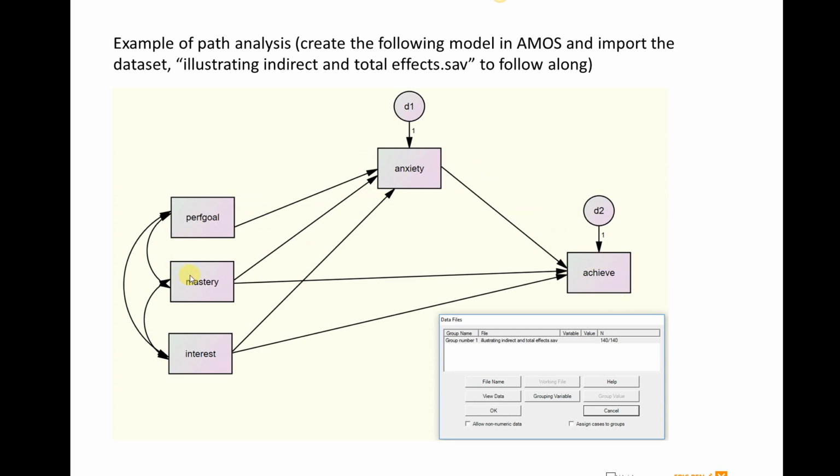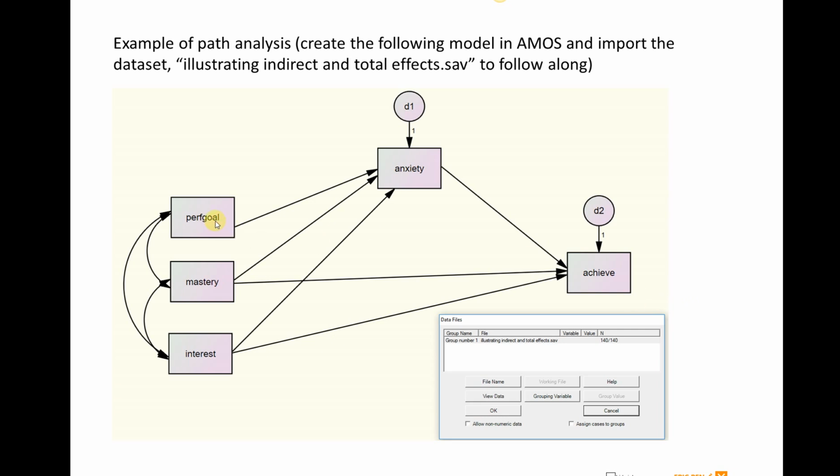With respect to the mastery and interest variables, we have mastery exhibiting a direct effect on anxiety, and obviously anxiety to achievement is a direct effect. But part of the effect of mastery on achievement is indirect. That is, we take this path coefficient right here and multiply it by this path coefficient here, and that would give us the indirect effect in this particular model. But we also have the direct effect of mastery on achievement as well. So in other words, we're specifying a partial mediation with respect to the relationship between mastery and achievement. Part of the effect is direct, part of the effect is indirect.